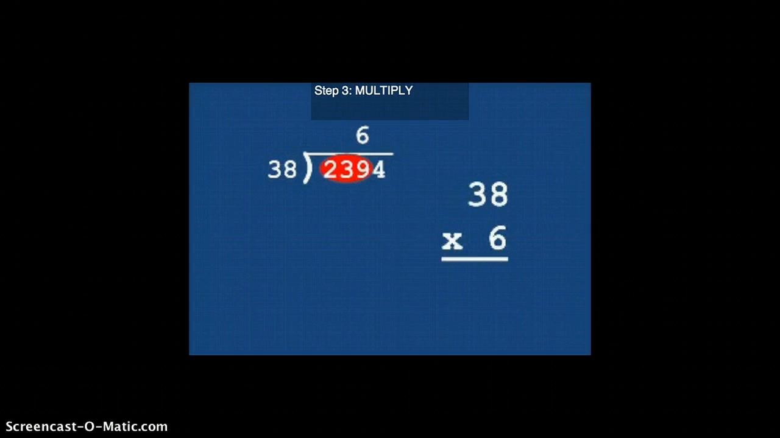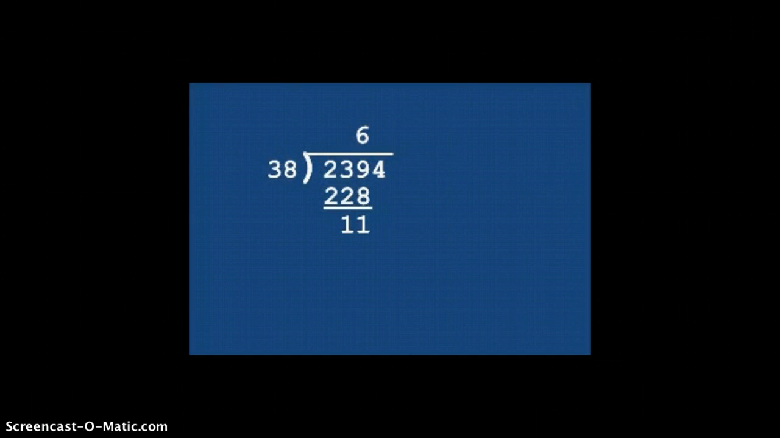6 times 38. First, 6 times 8 equals 48. Carry the 4. 3 times 6, 18, plus 4, 22. 228 does indeed fit into 239. So now I can do the next step of my long division and subtract. Subtract 228 from 239. 9 minus 8 equals 1. 3 minus 2 equals 1. 2 minus 2 equals 0. So I end up with a new potential focus of 11. Can 11 be divided by 38? No. I need to pull down the 4.